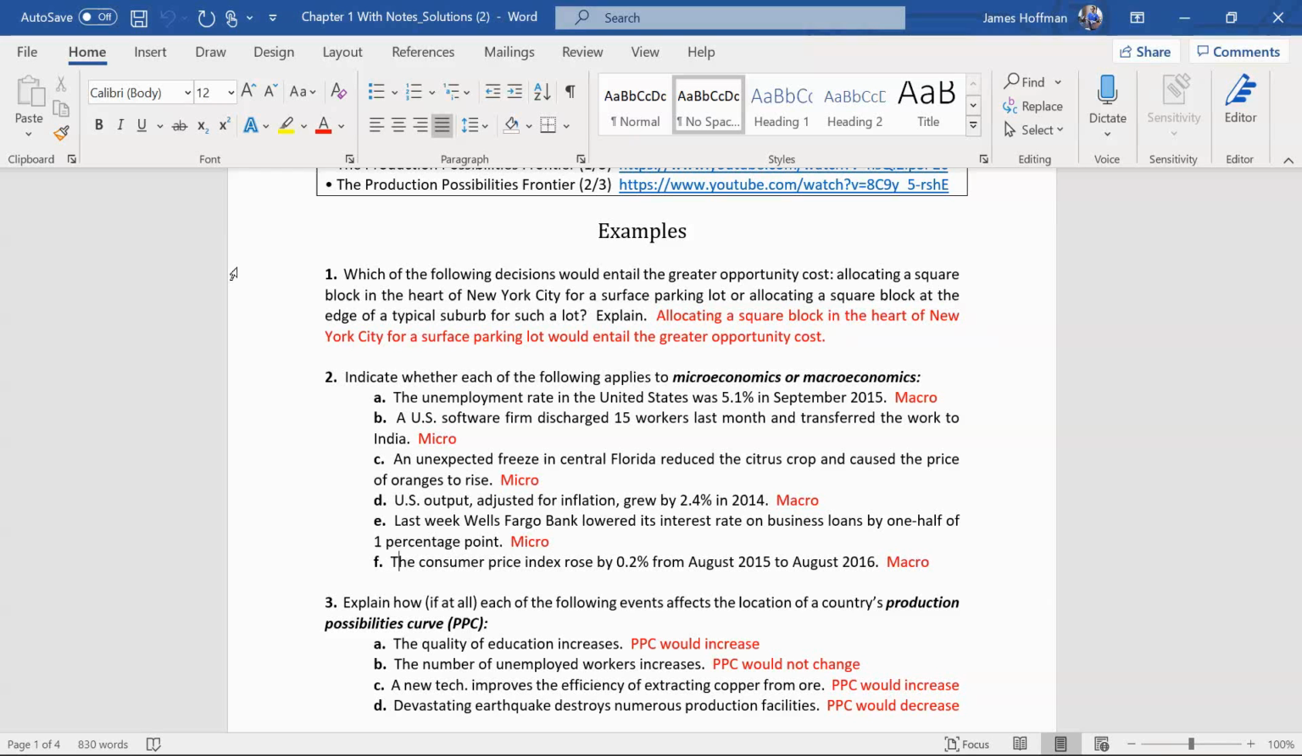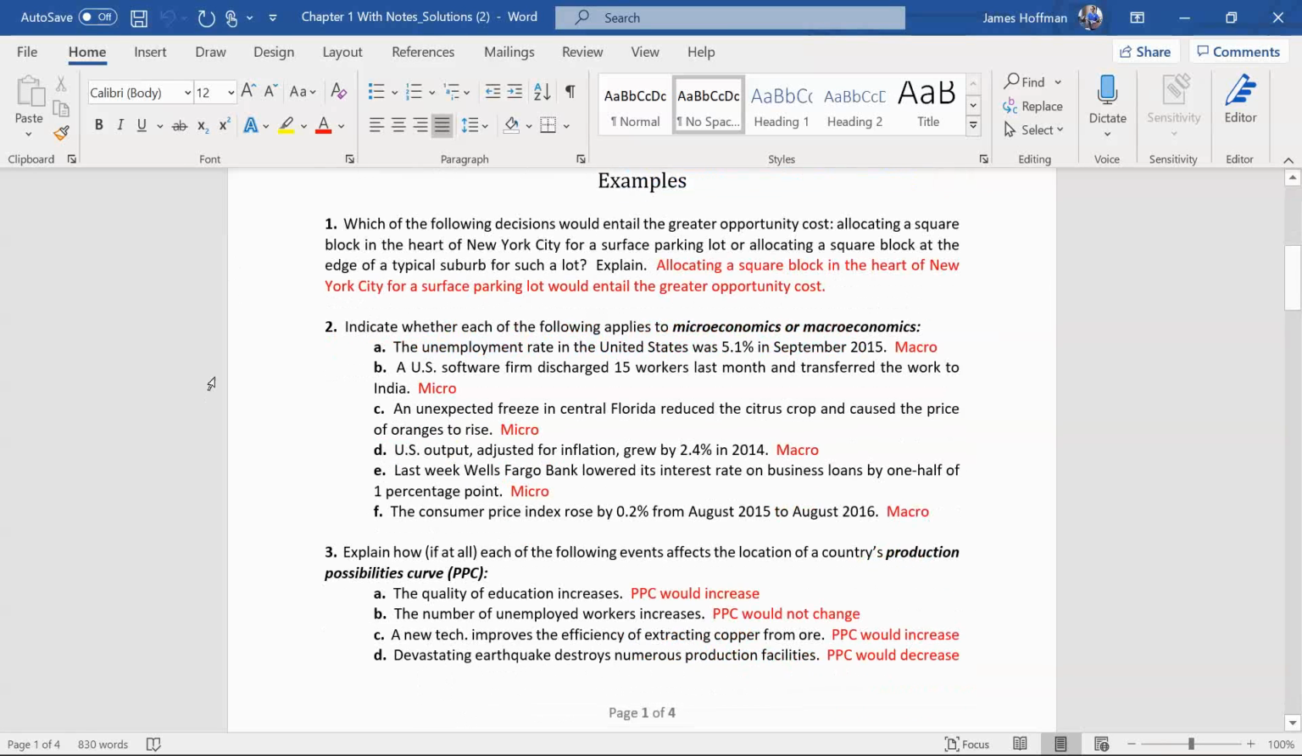And then F, the consumer price index, the CPI, rose by 0.2% from August 2015 to August 2016. So that's looking at prices or inflation for the whole economy, and that is macroeconomics. We'll cover all of these things in more detail, but that was just a highlight of how you categorize one concept as micro and the other one as macro.